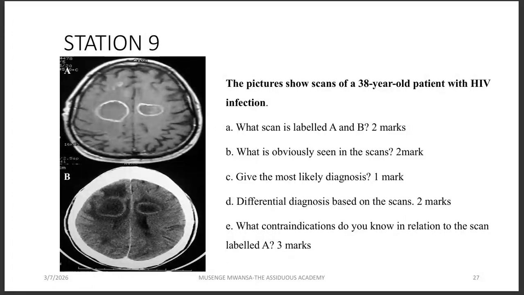The pictures show scans of a 38-year-old with HIV infection. What scan is labeled A and what scan is labeled B? So when you look at the imaging, you have an X-ray, ultrasound, CT, and MRI. A CT scan is basically an improved form of an X-ray. It can pick up some things, but not as detailed as an MRI. So between the first picture A and the second picture B, which one do you think is picking up much more detail?